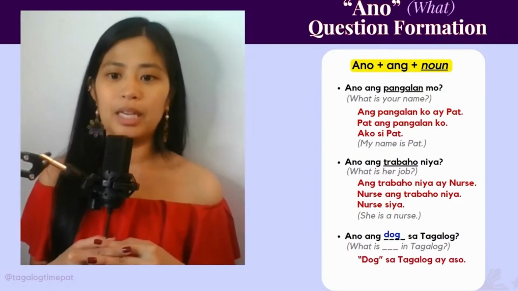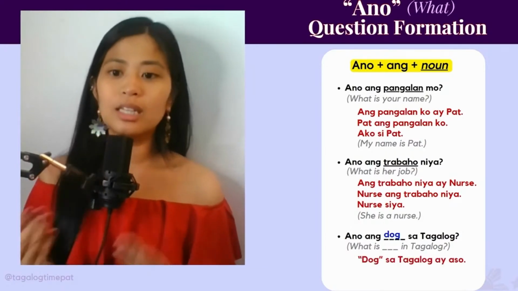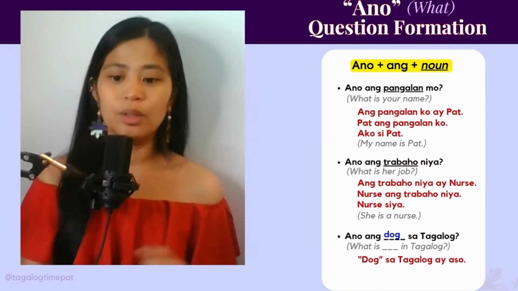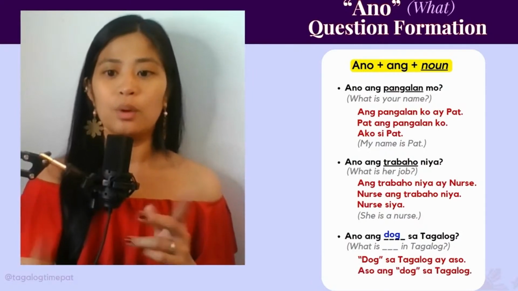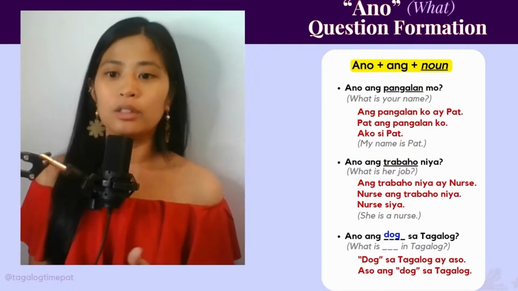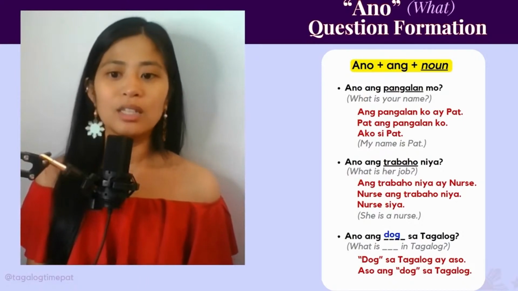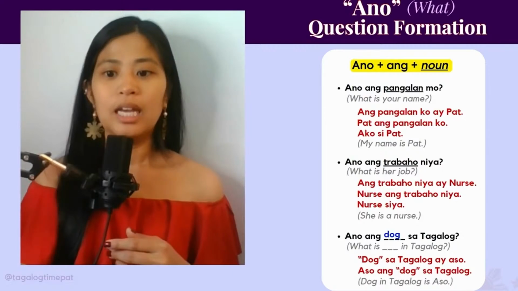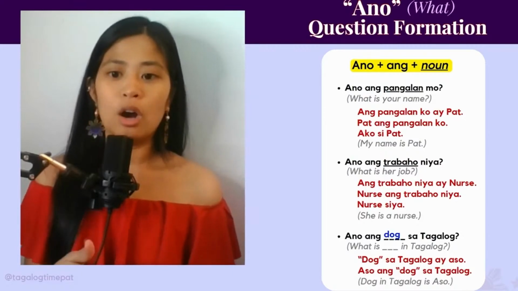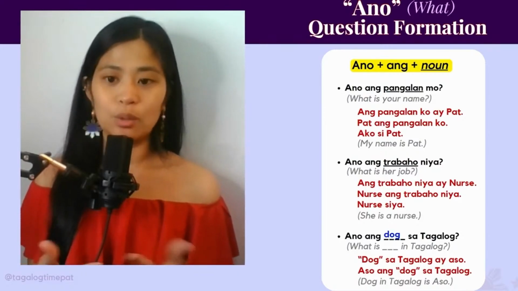The answer would be dog sa Tagalog ay aso. Dog sa Tagalog ay aso. Or aso ang dog sa Tagalog. Aso ang dog sa Tagalog. So these both mean dog in Tagalog is aso.